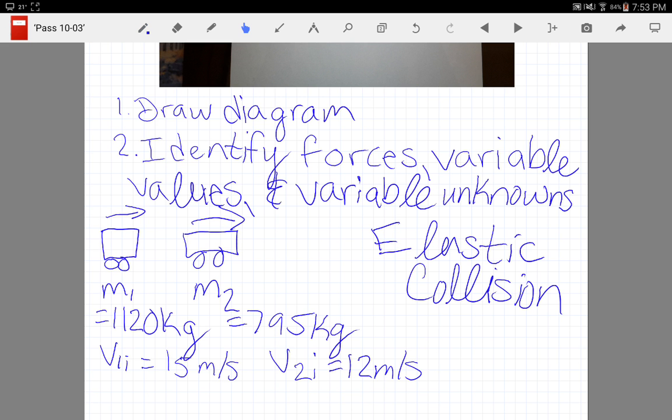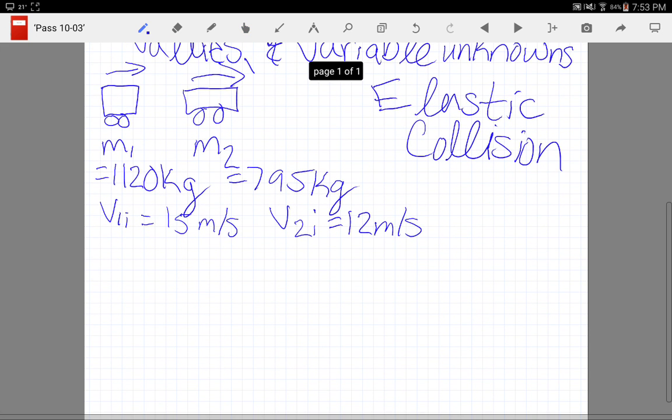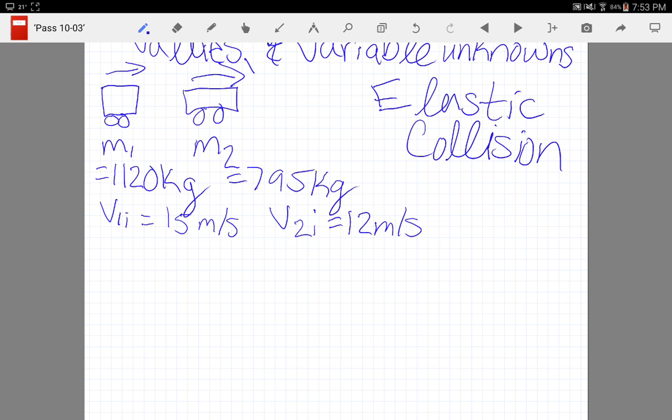So we have our initial velocities, but what are our unknown variables? The finals. Okay, so we're looking for V1 final and V2 final. And with this, you have derived equations that make things so much easier for both your elastic and your inelastic. Do you remember the one for your elastic?